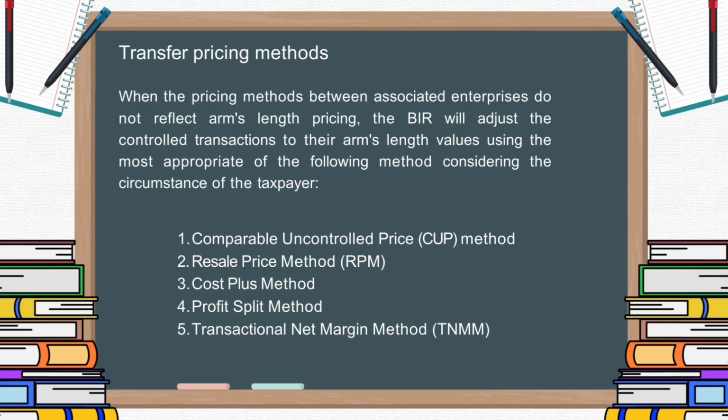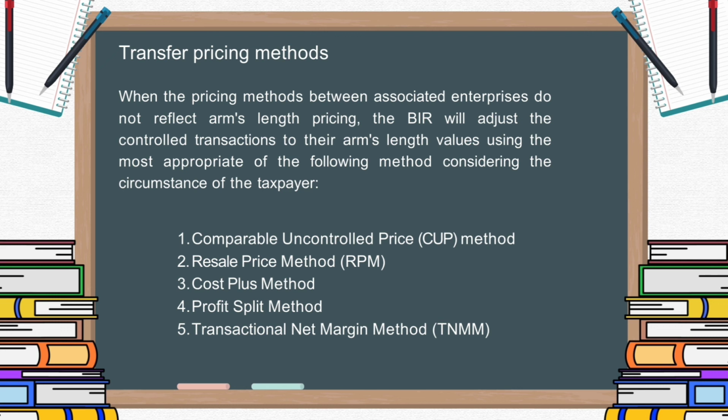Transfer pricing methods. When the pricing methods between associated enterprises do not reflect arm's length pricing, the BIR will adjust the controlled transactions to their arm's length, using the most appropriate of the following methods considering the circumstances of the taxpayer. Number 1, comparable uncontrolled price or CUP method. The transaction is valued in reference to the amount charged in a comparable and uncontrolled transaction under comparable circumstances. Number 2, resale price method or RPM. The transaction is valued based on the function performed by the reselling party to the product. This is used when products purchased from a related party are resold to an independent party.